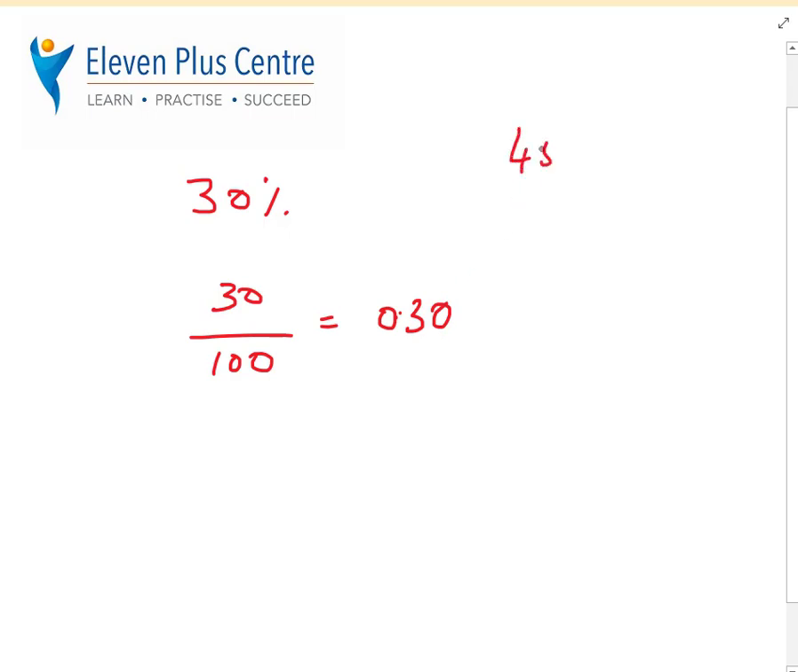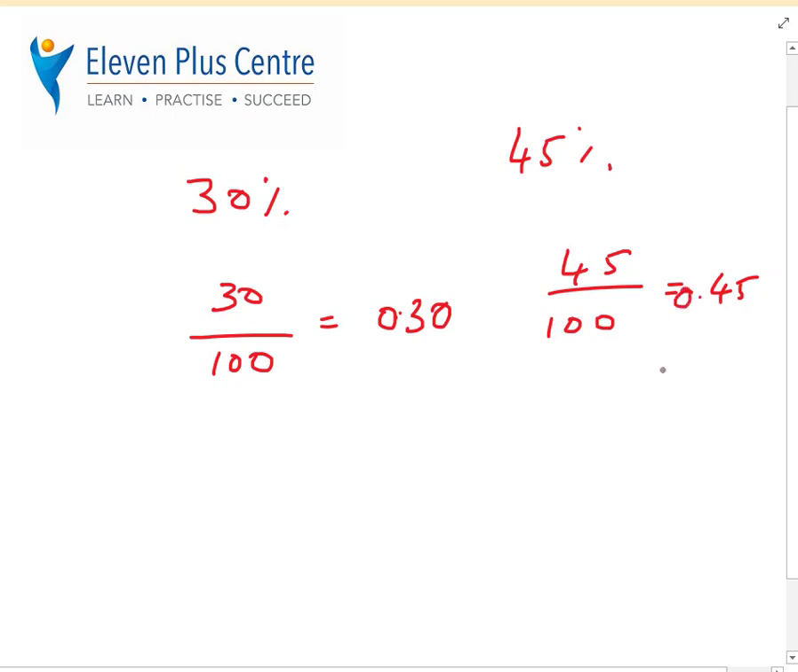Okay, so let's try another one. If we were to do 45%, we know that's 45 divided by 100. And because there are two zeros, we write the number and then we move the decimal point, which is invisible, 1, 2 spaces, and we put a 0 in front of it.